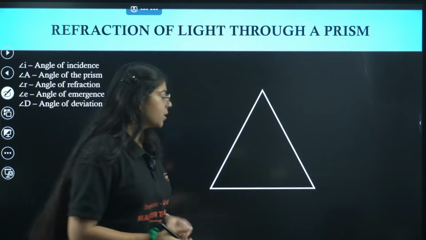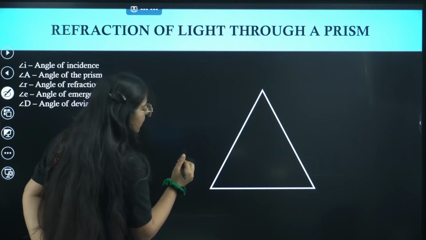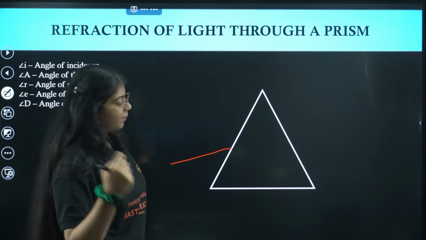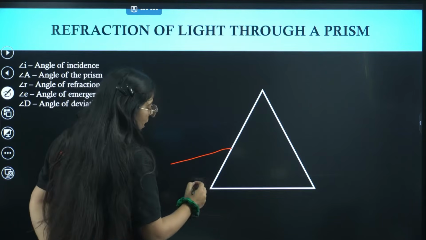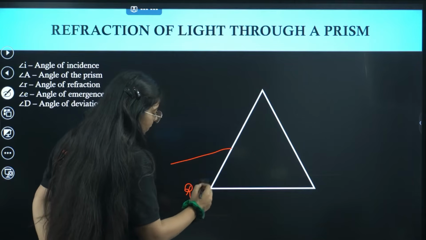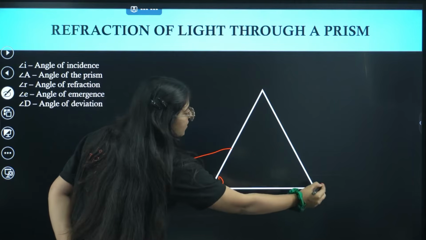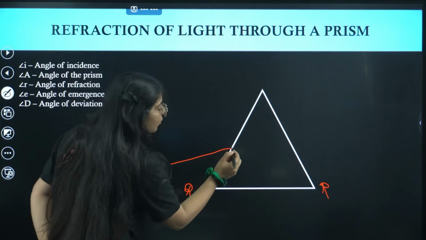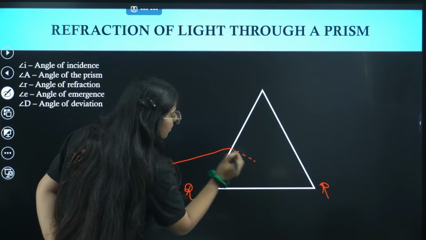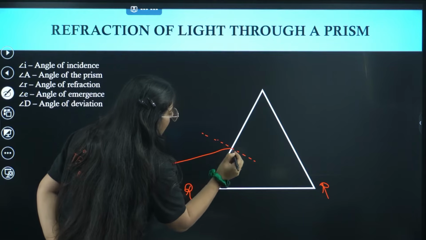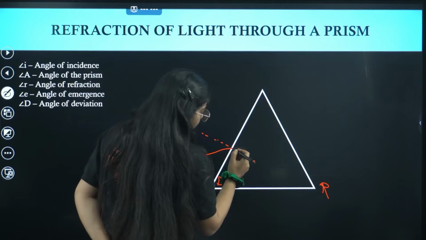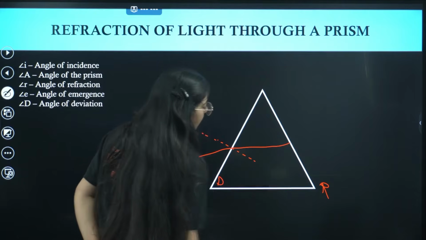Now, what is happening? Just look at this. Let me hit this prism with a ray of light. We studied refraction. Of course, this is a rarer medium, this is a denser medium, this is again a rarer medium. So my first step is making a normal to this surface of the prism. Now, it's going from rarer to denser, so it will bend towards the normal.